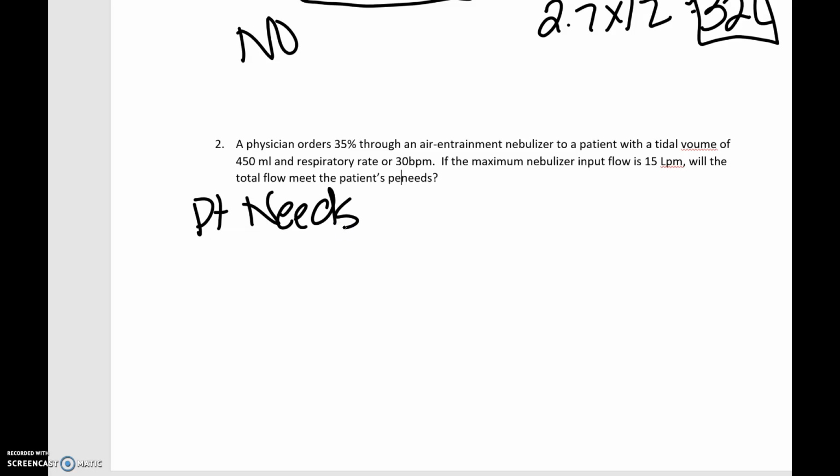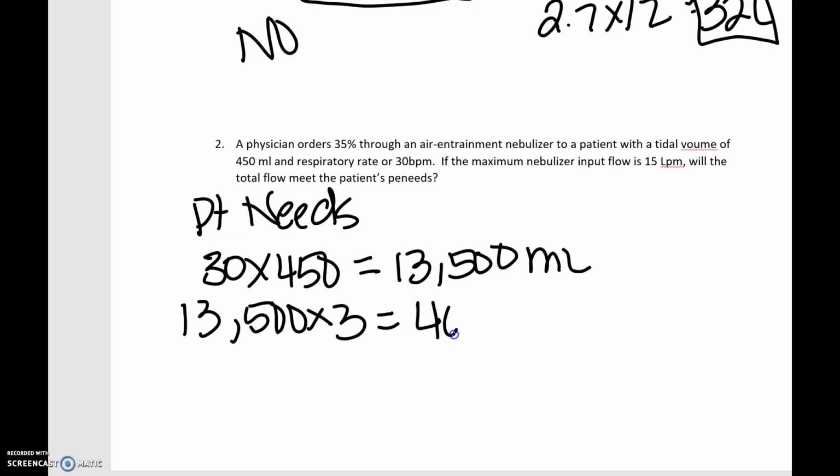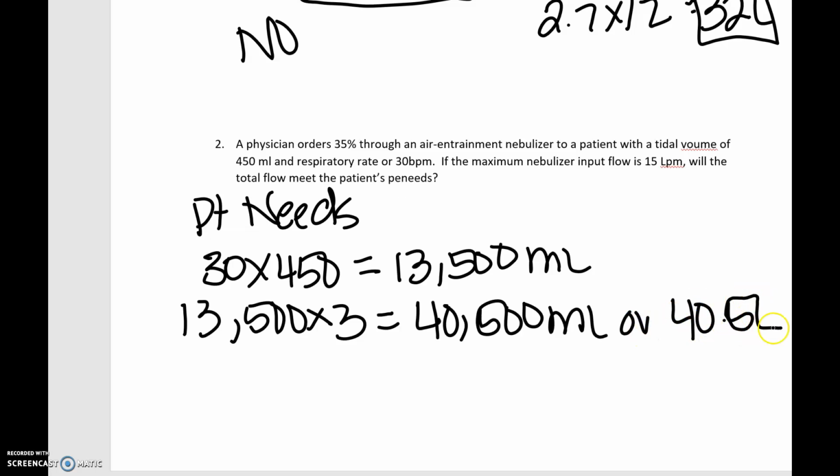And we'll go ahead and calculate their minute ventilation again. So we're going to take their respiratory rate of 30 times their tidal volume of 450. And we multiply those together, you get 13,500 milliliters. And then don't forget, we need to take that 13,500 times 3, and that gives us 40,500 milliliters, or more commonly, it's going to be 40.5 liters.